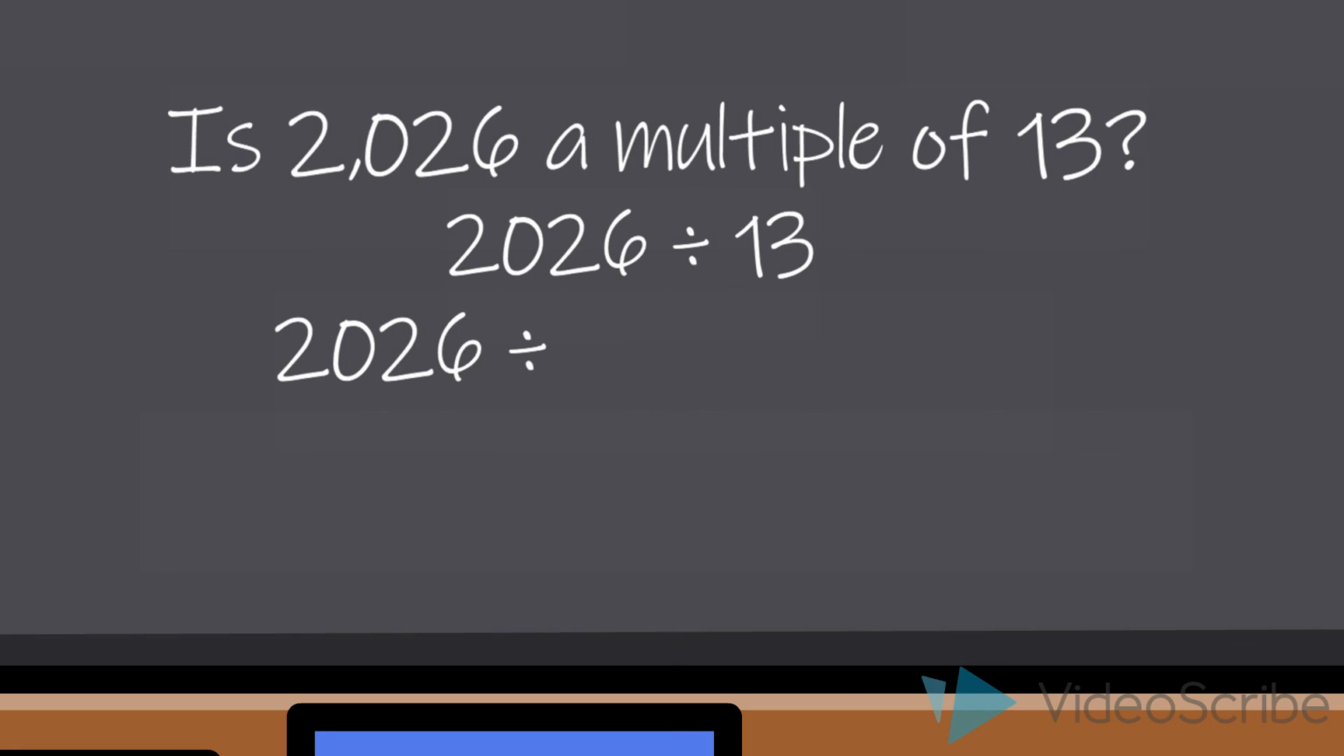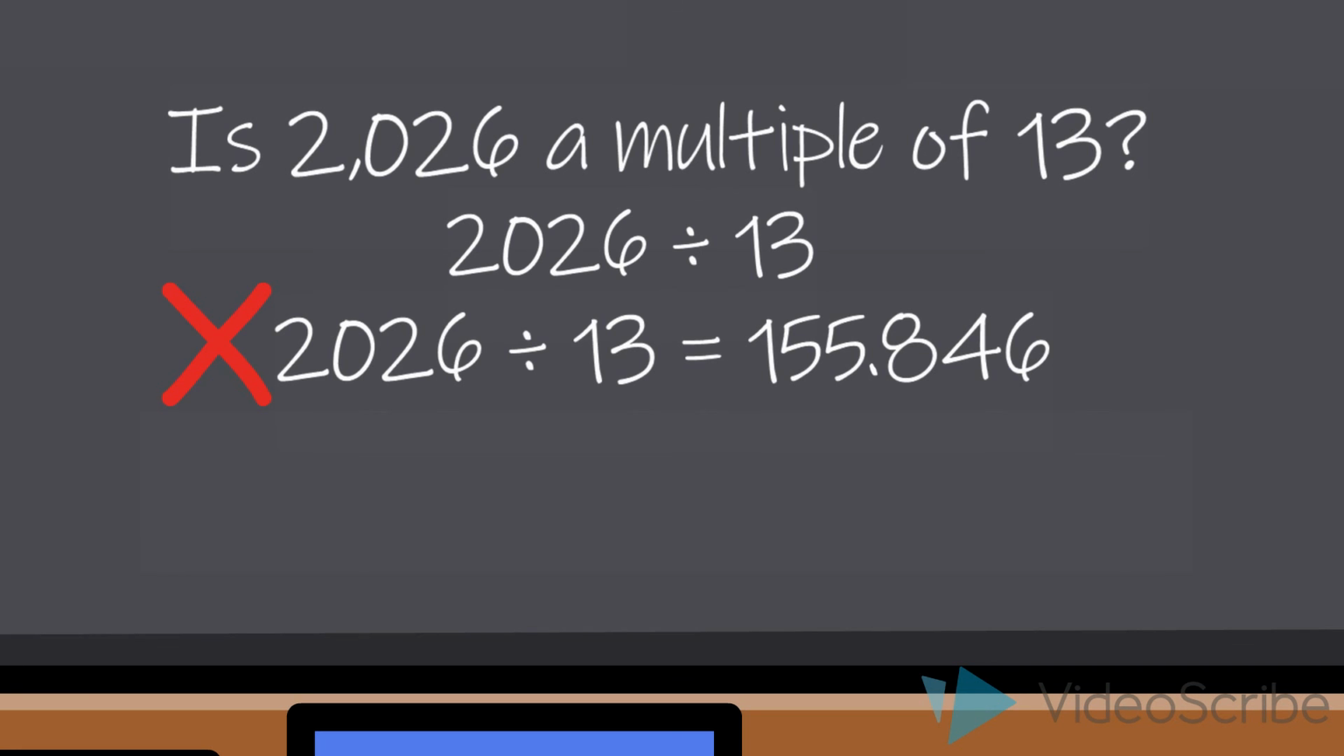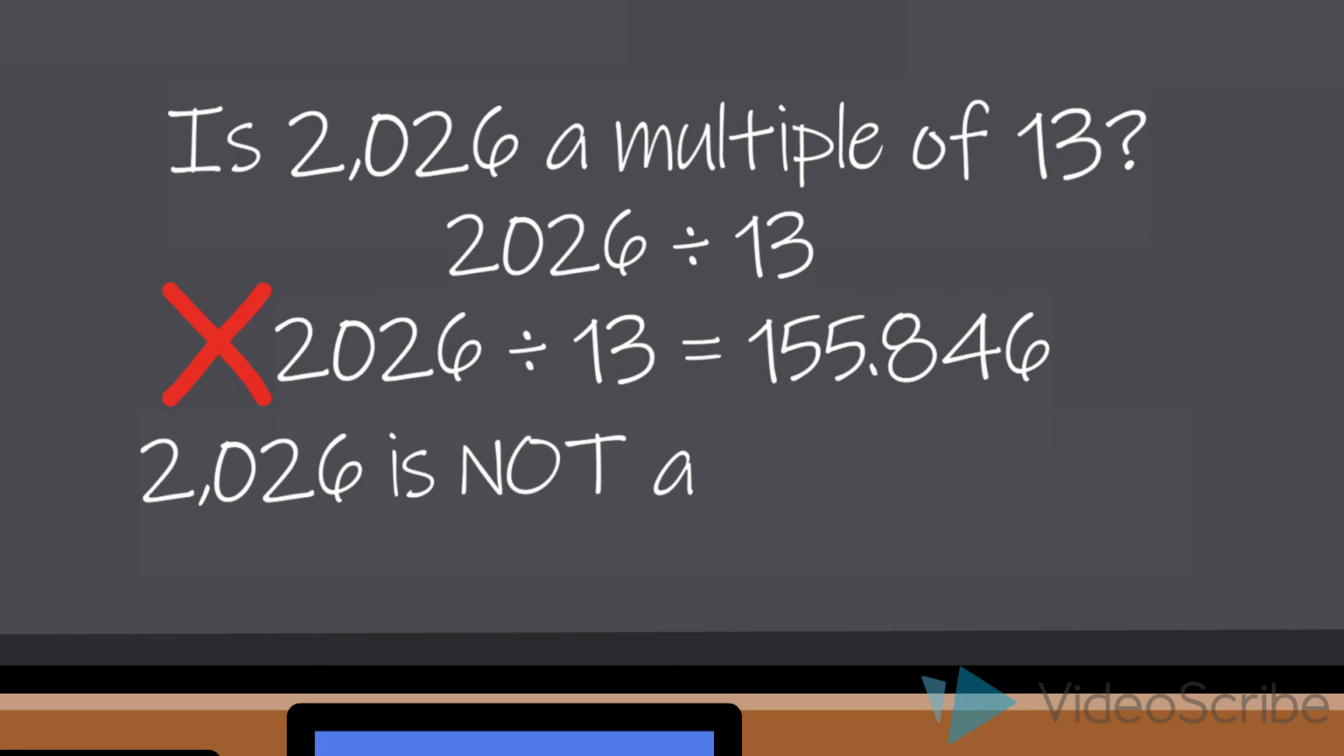2026 divided by 13 actually equals 155.846. It keeps going, but we've rounded it there. Because we have a decimal answer, 2026 is not a multiple of 13.